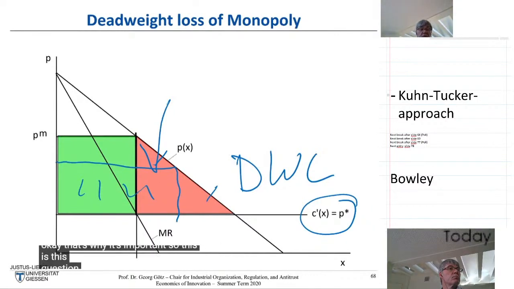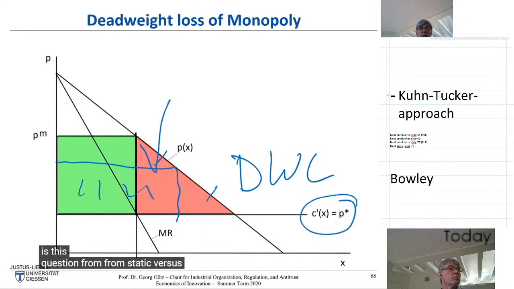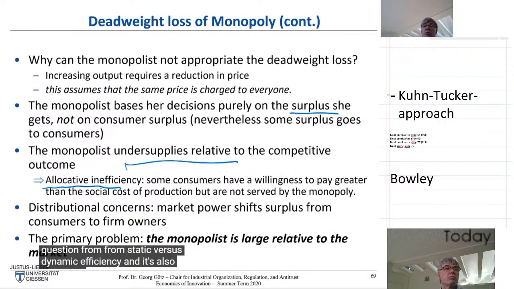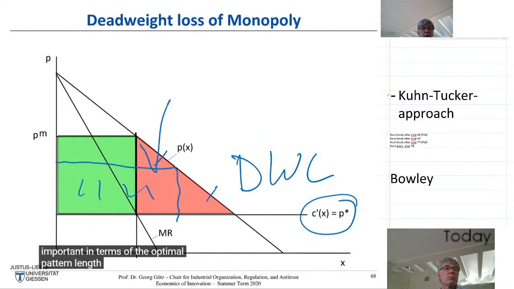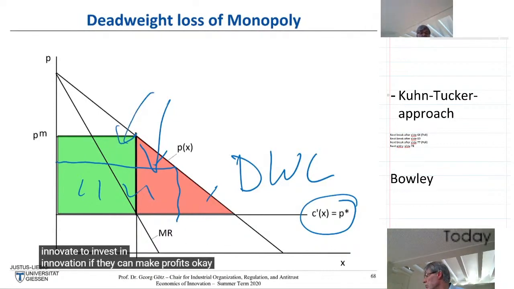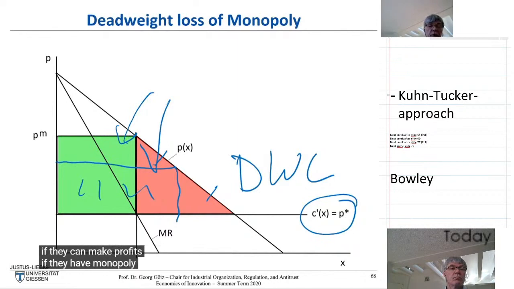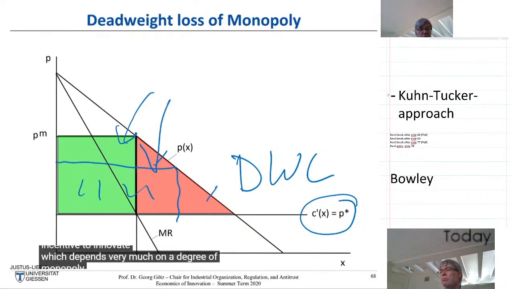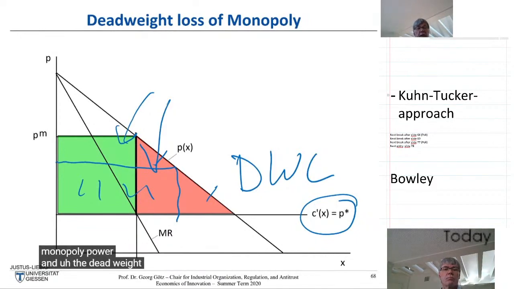So this is this question of static versus dynamic efficiency, and it's also important in terms of the optimal patent length. We know on the one hand, we will only get potential innovators to invest in innovation if they can make profits. Okay, if they have monopoly power, we will have a deadweight loss. So in chapter 5, I think it's on patents, we will have to trade off the incentive to innovate, which depends very much on the degree of monopoly power, and the deadweight loss we have.